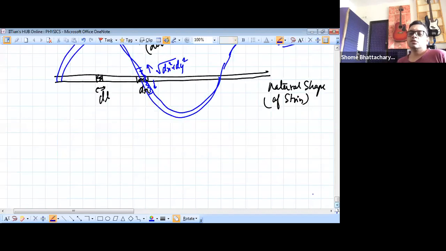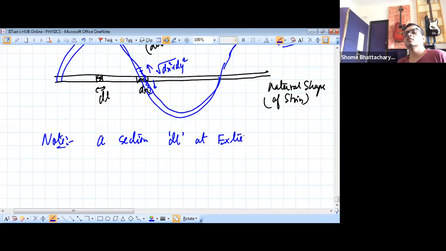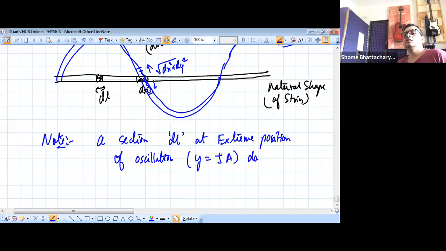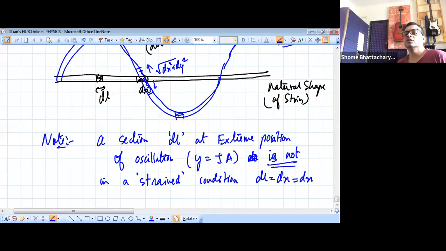Okay. So what we can understand is that this section dl at the extreme position of oscillation, that is either y equal to plus or minus A, is not in a strained condition. Its natural length, which was dx when the string was just at its natural position, is still equal to that dx at the extreme position. This is also dx and this in the natural position is also dx.